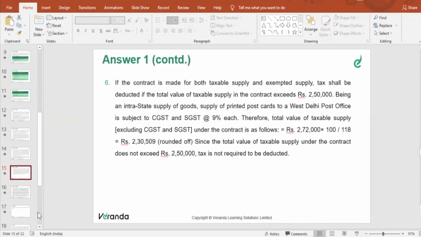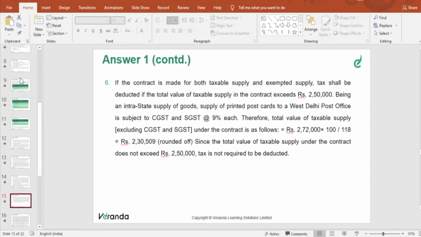Ravi, hello. Yes, sir. Yeah, sorry. Again, I was pointing it out: while we had to consider the total value of supply, it was actually the right way that taxable value has to be seen. So since it is exceeding 2,50,000. Within 2,50,000, no tax shall be deducted. I'll revisit this question again.